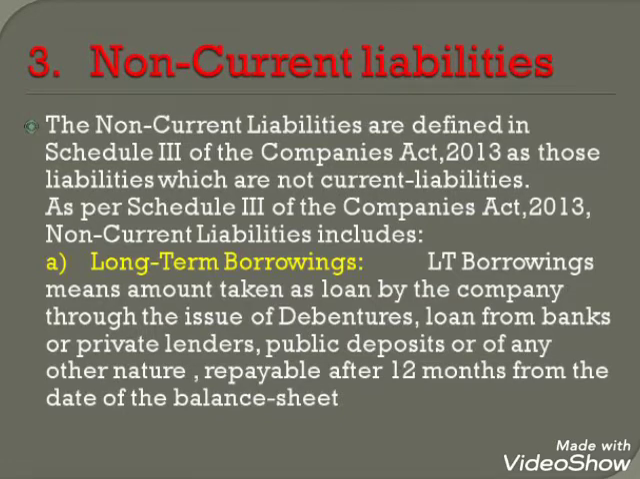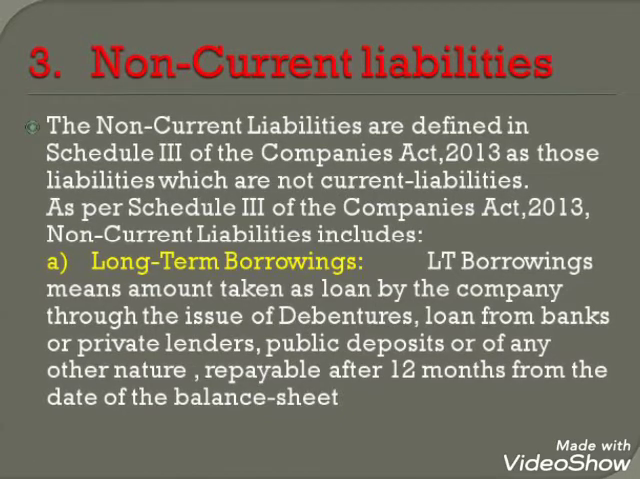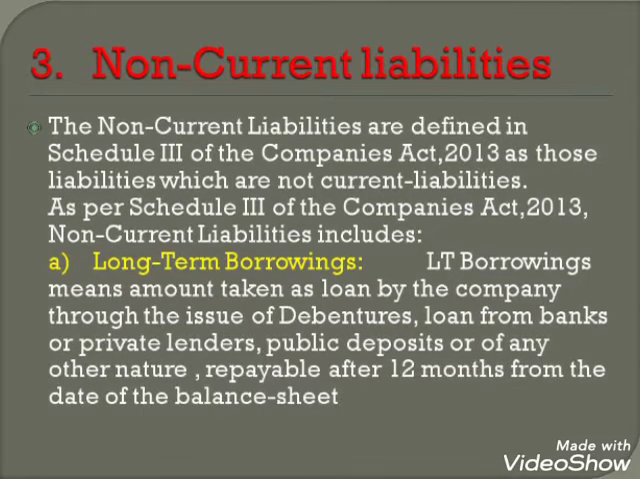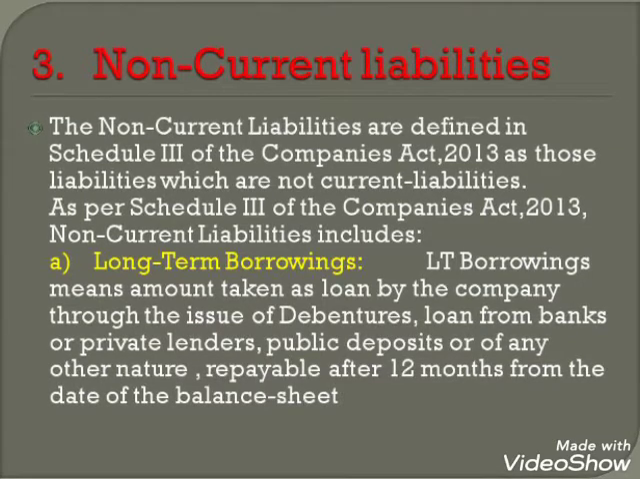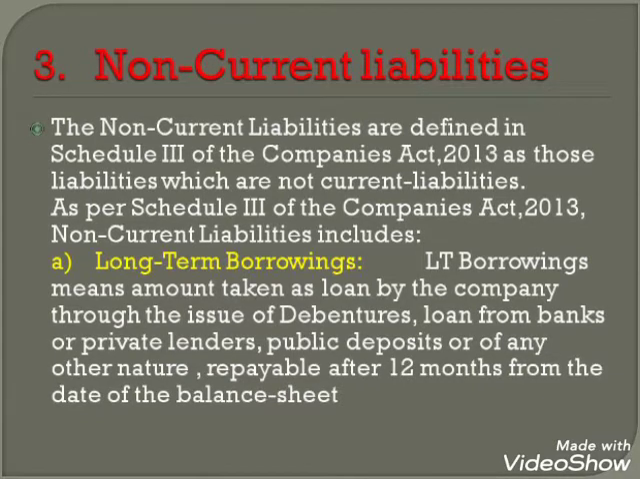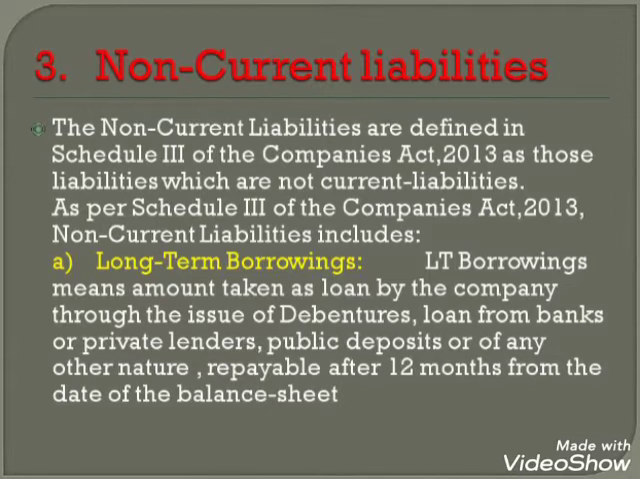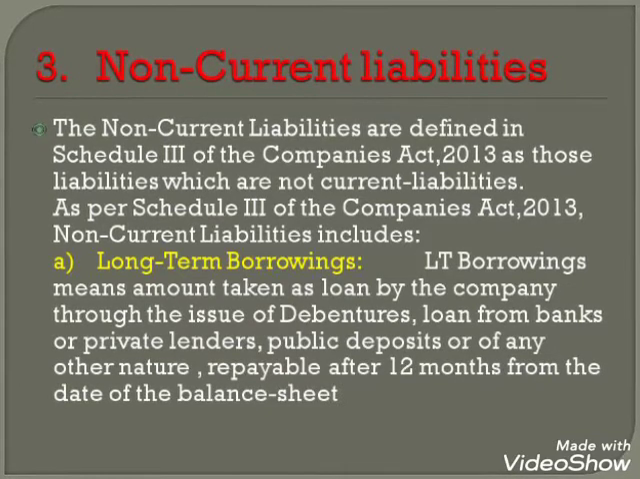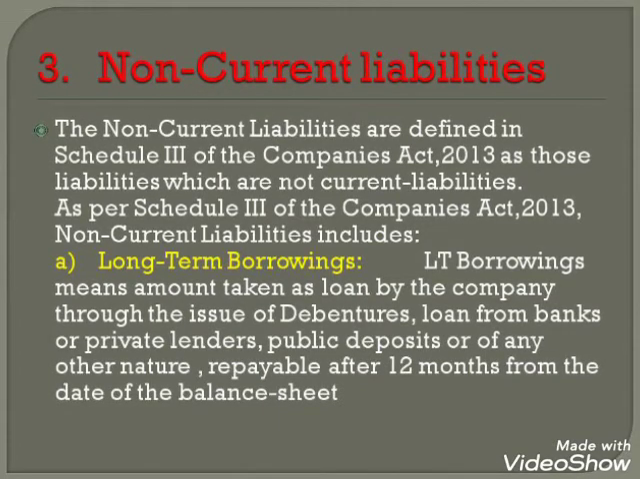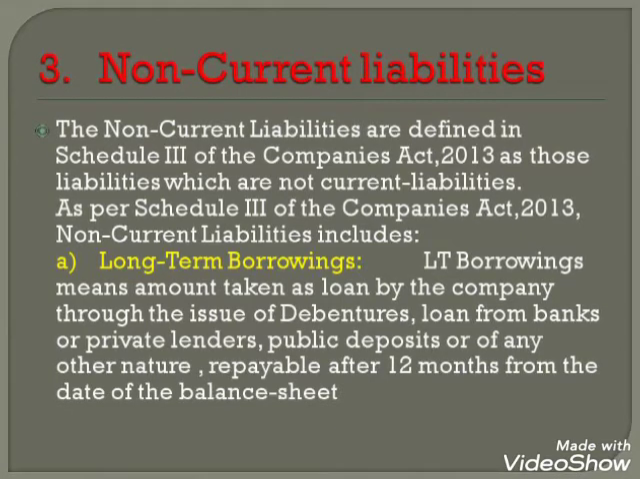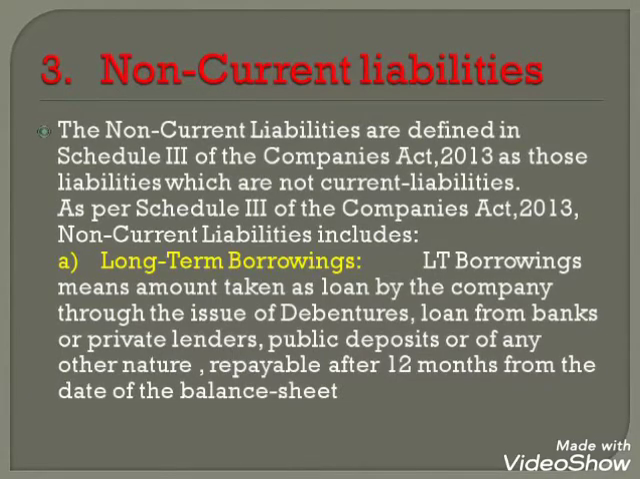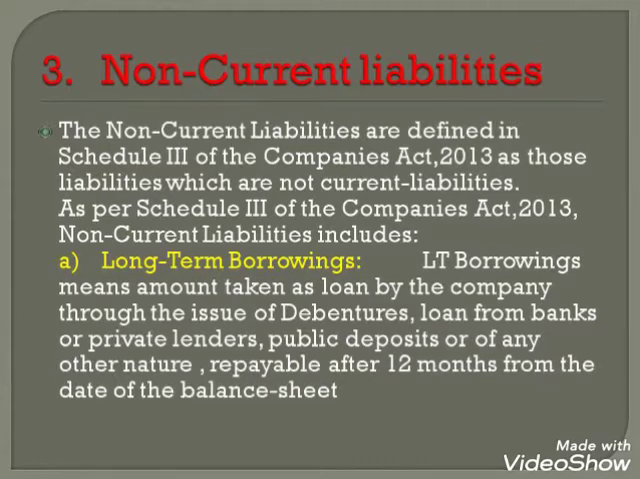Third major head is non-current liabilities. These are defined in Schedule 3 of the Companies Act 2013 as those liabilities which are not current liabilities. Now, as per Schedule 3 of the Companies Act 2013, these liabilities have certain subheads like long-term borrowings. Long-term borrowings means amount taken as loan by the company through the issue of debentures, loan from banks or private lenders, public deposits or of any other nature, repayable after 12 months from the date of the balance sheet.